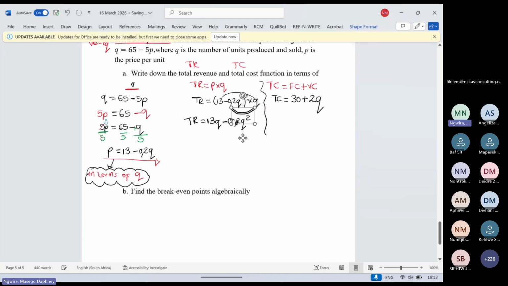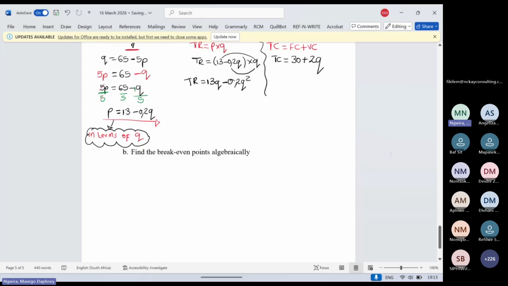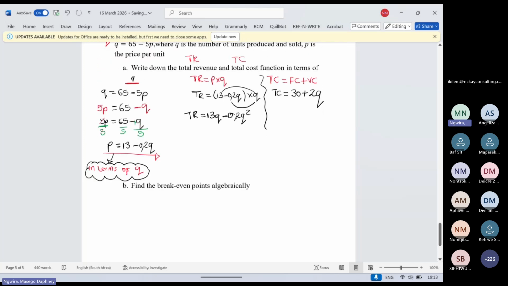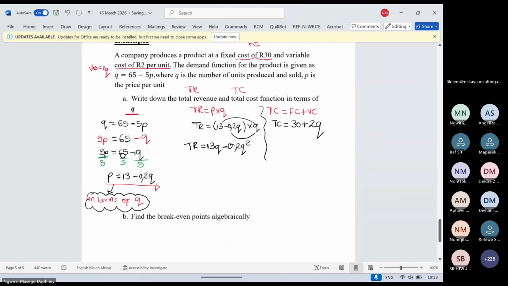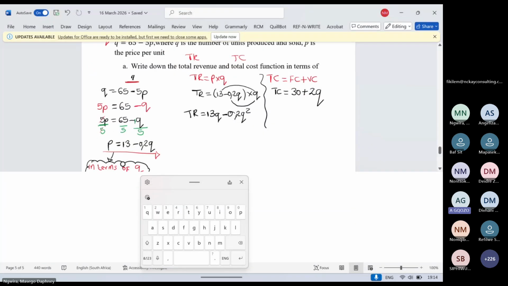Now we're going to, yes, are you asking based on A? Yes. Okay. Total revenue when it's 5P equals 65 minus Q. Can't you do it as a fraction maybe?